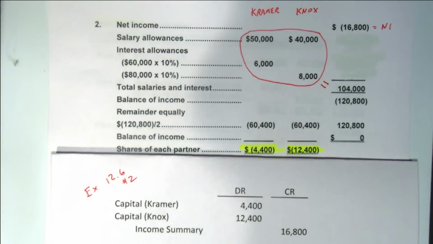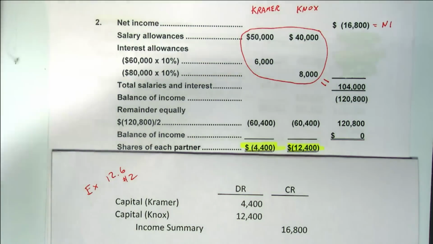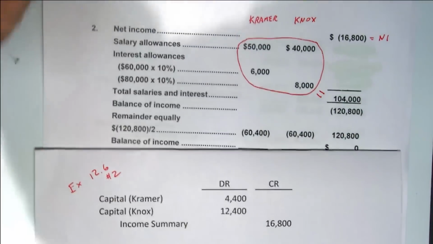Okay? We would debit capital Kramer for 4,400, debit capital Knox for $12,400, and we would actually, did I say that right? We're going to debit those two capital accounts, and we're going to credit income summary. There's never a negative sign in a journal entry, right? Don't ever put a negative sign, okay? So, all right, any questions on that, folks? Anybody? If not, let's take a look at 12.9.